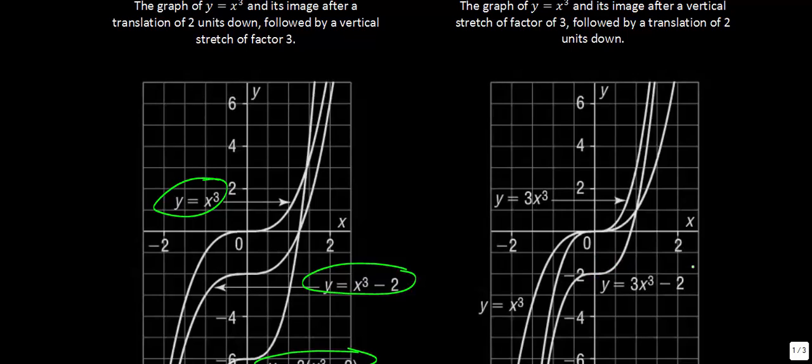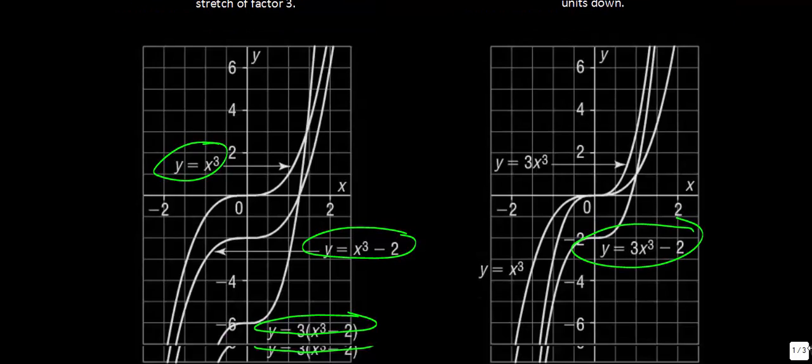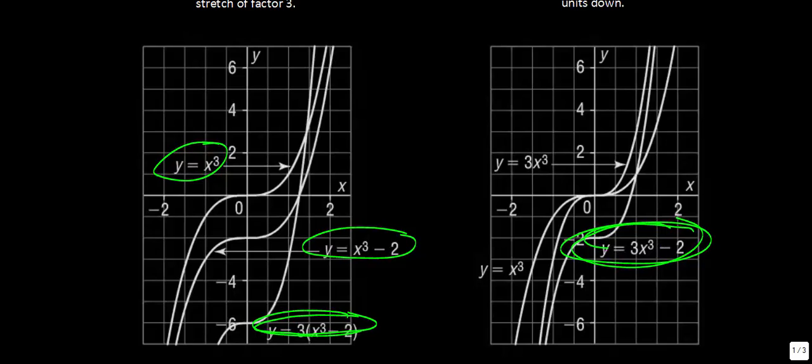And you can see that the final outcome, this graph right here versus the final outcome over here, definitely looks different. So we have to be careful in this lesson that we follow our order of operations when we're dealing with the transformations of functions.